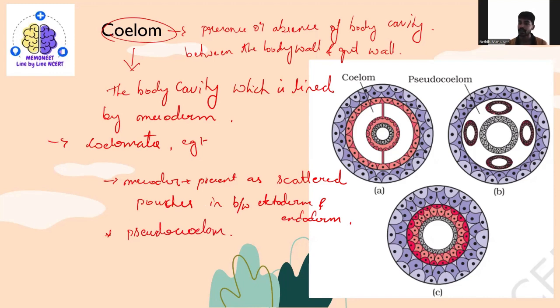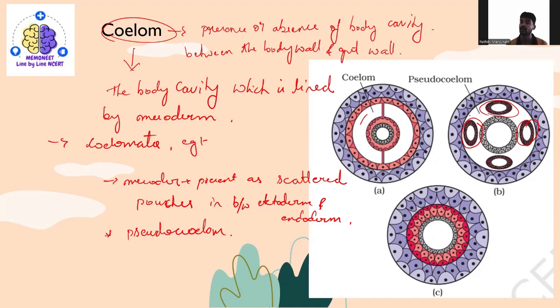Yes. So here what you can see is, instead of coelom, what is there? Ectoderm, endoderm and in the middle, mesoderm, right? Here you can see mesoderm is completely absent. In the coelomates, the body cavity is lined by the mesoderm. So they are called coelomates.